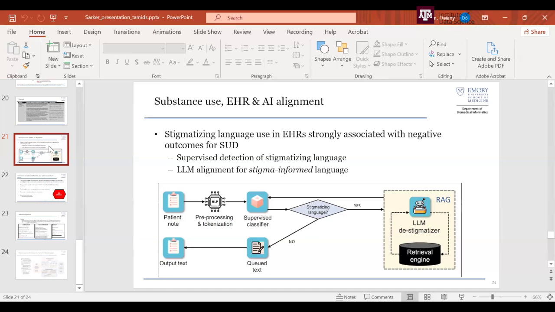So for example, when I wrote my first NIDA proposal, I was always using the term abuser. I was using drug abuser. And then it was much later that I learned that I'm not supposed to use these terms and that language matters a lot.